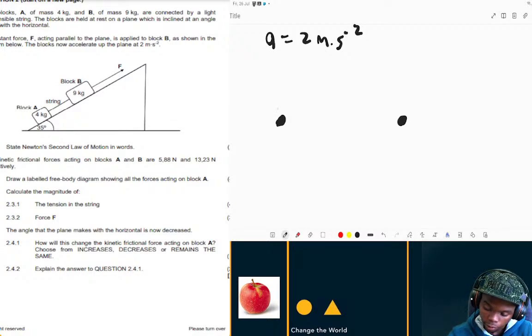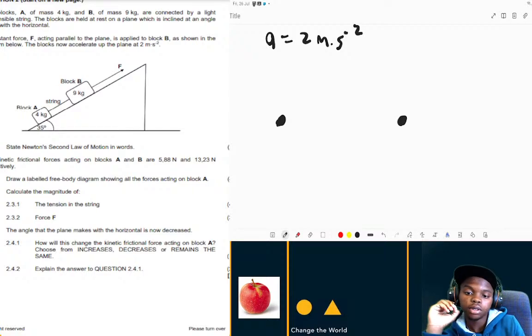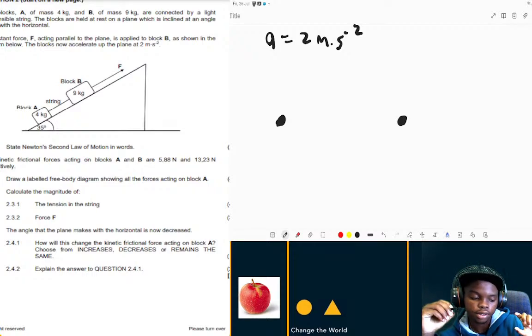So let's start with the 4 kg block. It's on a surface, so there's a normal force, because the normal force is the force that a surface exerts on an object. But one thing we said about the normal force is that it acts perpendicular. So remember, even on an incline, it is still perpendicular, it doesn't matter.